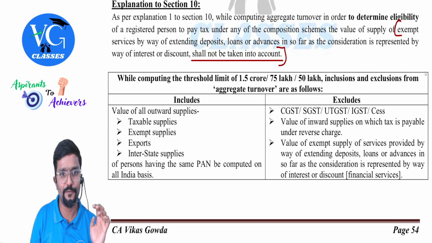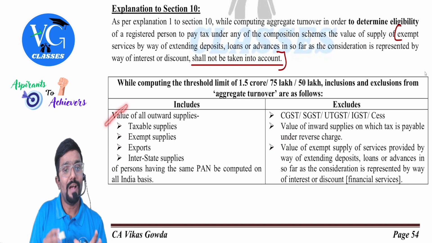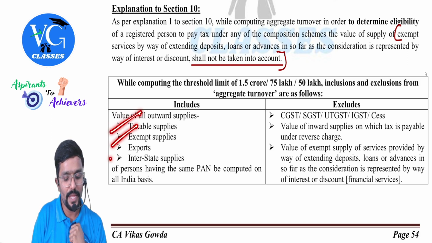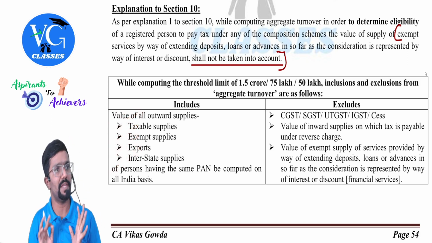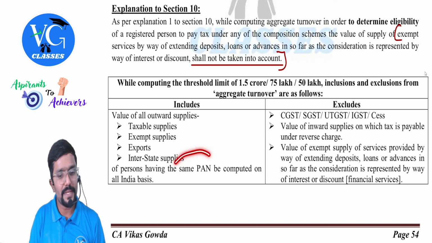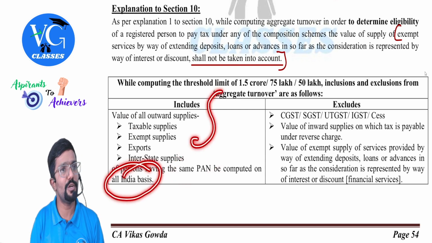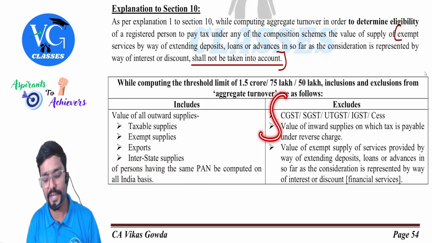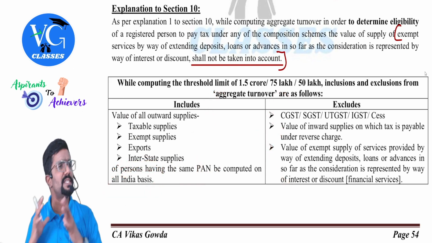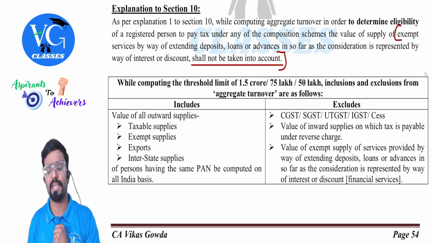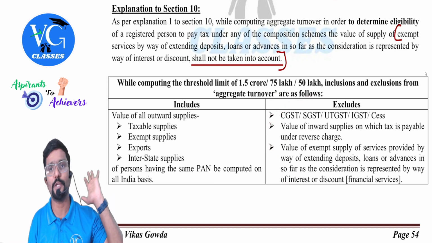Value of all outward supply, whether it is taxable, exempt, export or interstate. Take everything. Of a person having the same PAN will be calculated on what basis? All India basis. All these are inclusive. What is excluded? CGST, SGST, UTGST or IGST, cess, anything charged under GST should not be included.